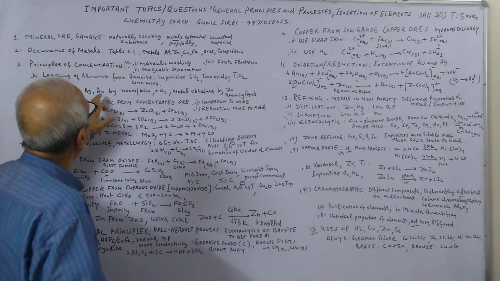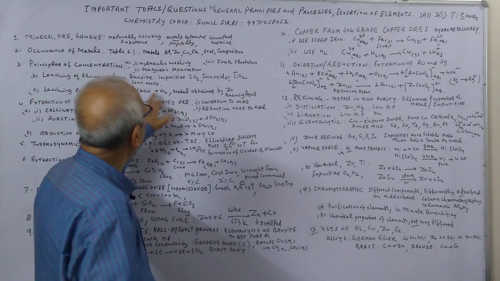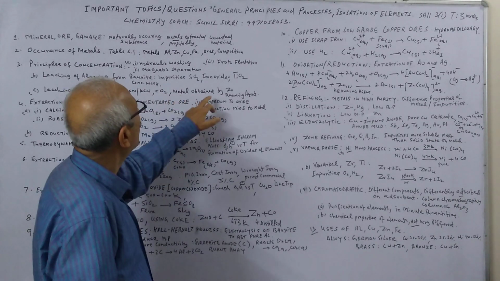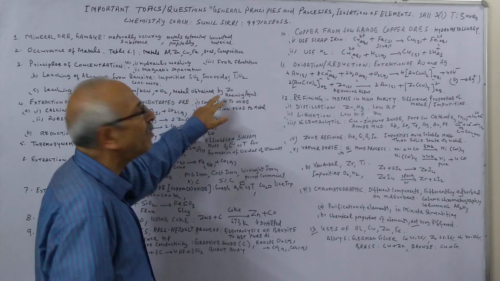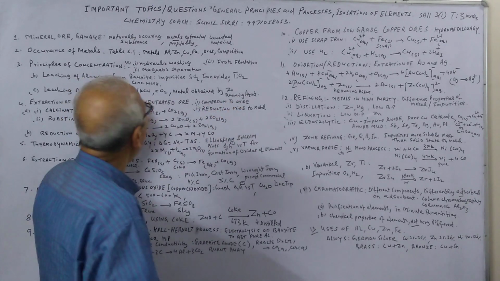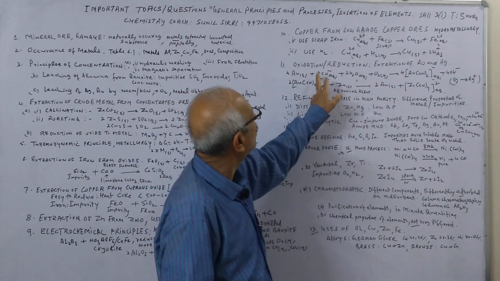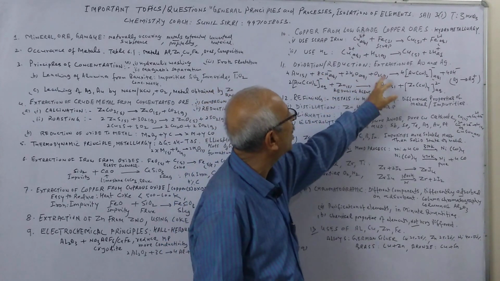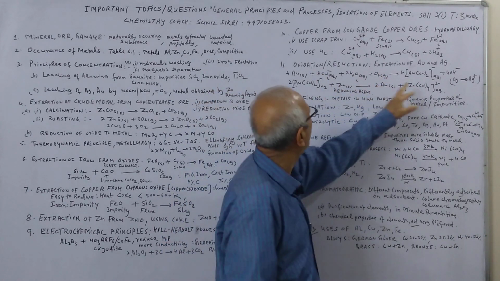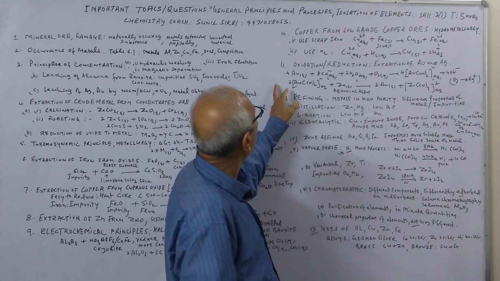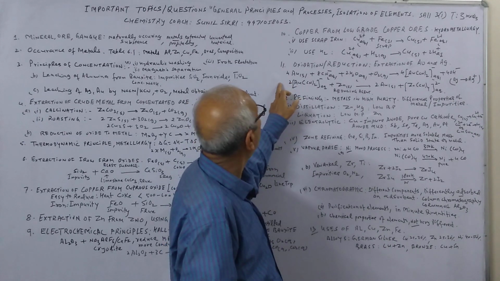Leaching of silver and gold by sodium cyanide, NaCN, and oxygen. The metal is then obtained by using zinc as a reducing agent. Very important, very important. I have given on this side also this oxidation reduction method for the extraction of gold and silver, where I have given equations also that it is a redox reaction.